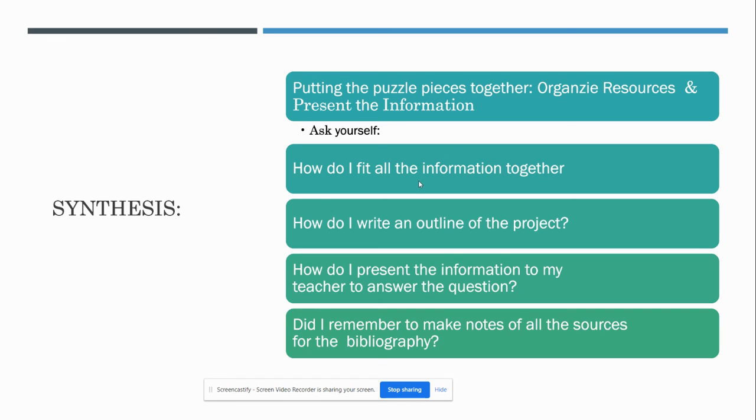Then the next stage that I wanted to talk to you guys about is called the synthesis stage. And this is all about how do you fit them together. Now, if you look at Bloom's apps, you can find so many apps great for creating. And I honestly had trouble choosing just one, which I'll tell you about in just a second.